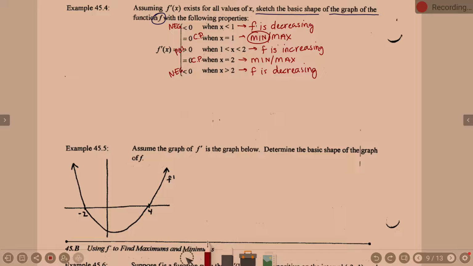Decreasing, increasing, that's a min. From when x equals 2, it's increasing before it, and then it's decreasing after it, so that's going to be a max. I didn't write that earlier because I wanted you guys to realize it's a min or a max, but we can tell which. We just have to think it through.